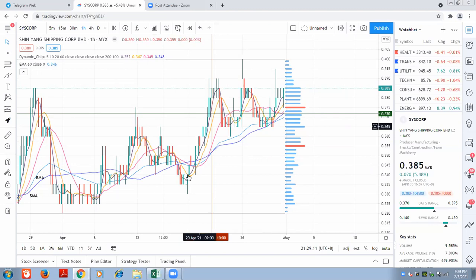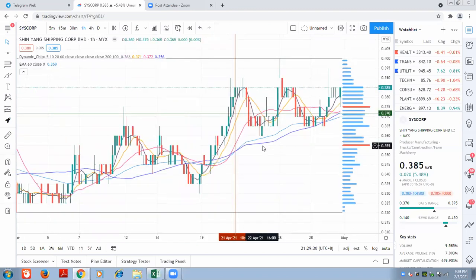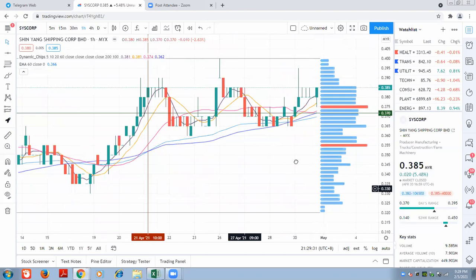EMA gives a fast response, right? Okay, more sensitive. The EMA is more sensitive to the price. So dia lagi dekat dengan candle. For those who do the FIFO, it is very dangerous. Okay, this is the difference.